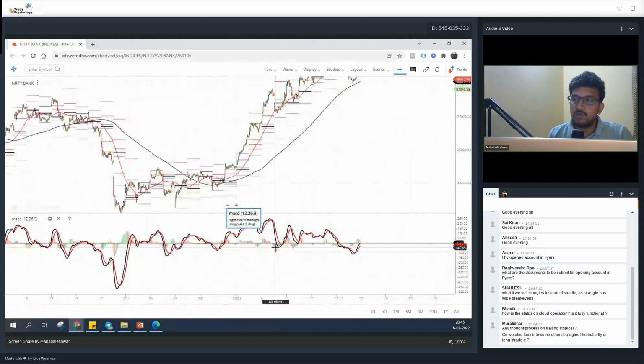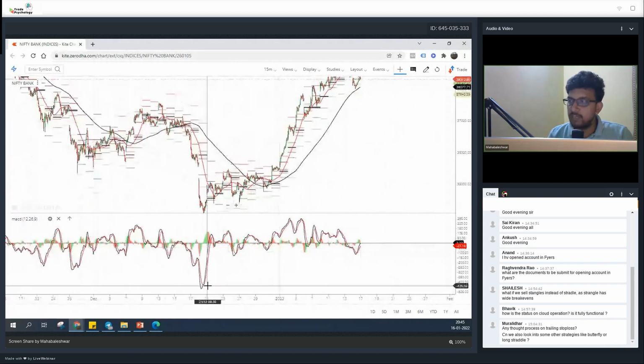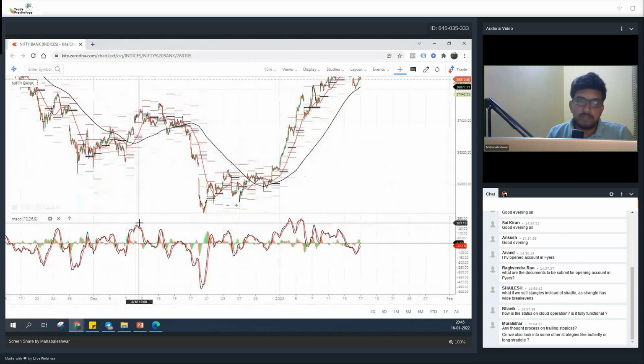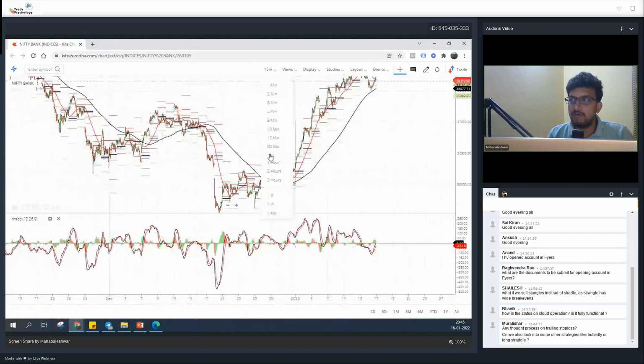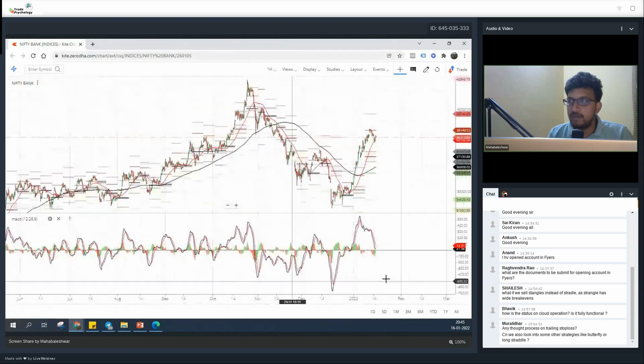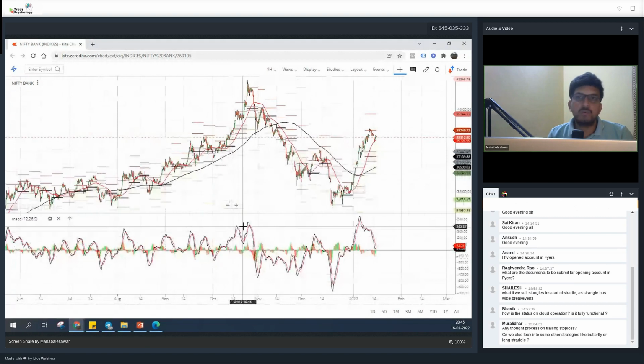So you need to see the overall picture. What is the maximum level it has gone when there was a selling? What is the maximum level it has gone when there was buying? You need to know this in 1 hour time frame or maybe in daily time frame to get an idea about what can be the maximum momentum this index can have, right?